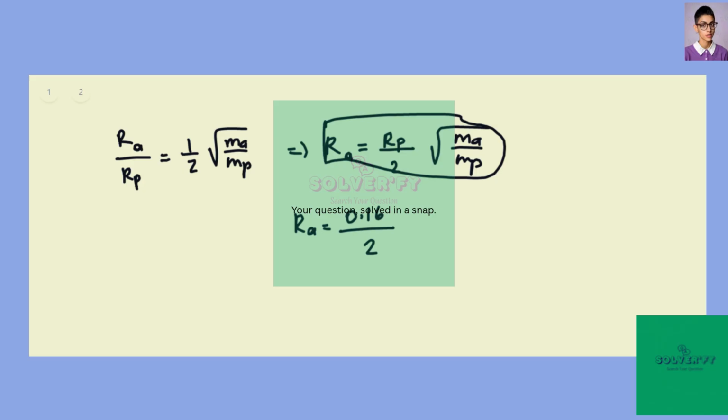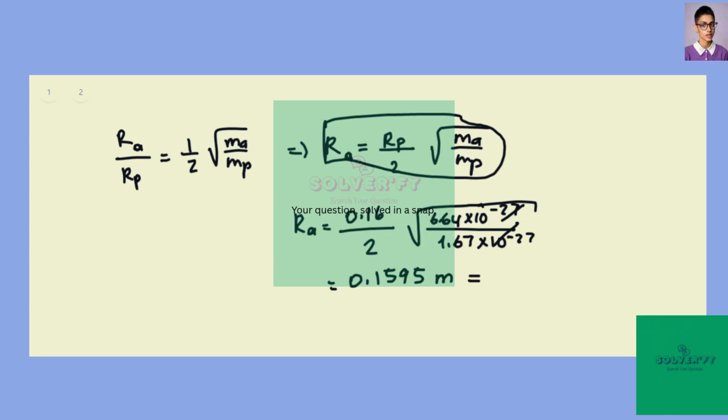0.16 meters, I converted to meters, divided by half, times the square root of the mass of the alpha particle, 6.64 times 10 to the power of negative 27 kilograms, divided by 1.67 times 10 to the power of negative 27. The 10 to the negative 27s are going to cancel out. So then we're going to get 0.1595 meters. And if we convert it to centimeters, it's 15.95 centimeters for the orbital radius of an alpha particle.